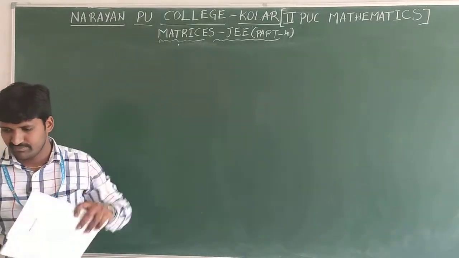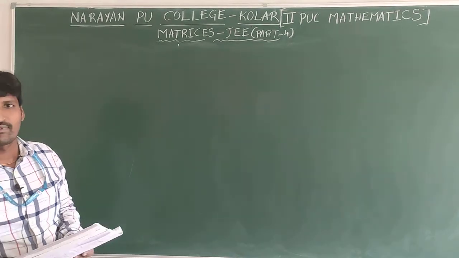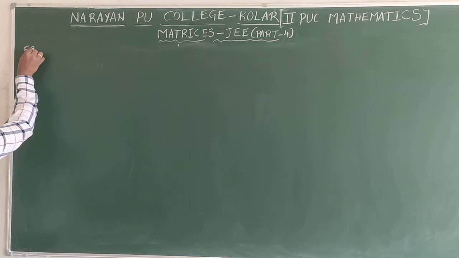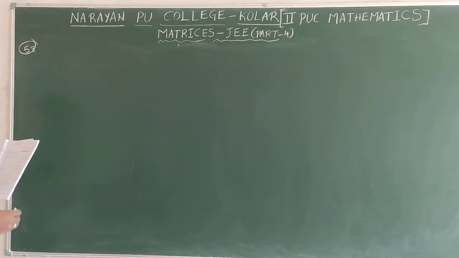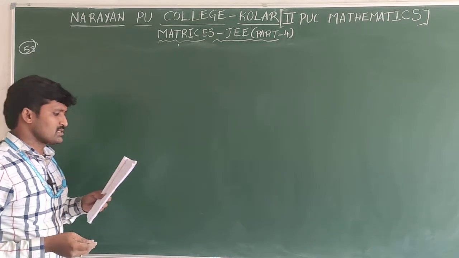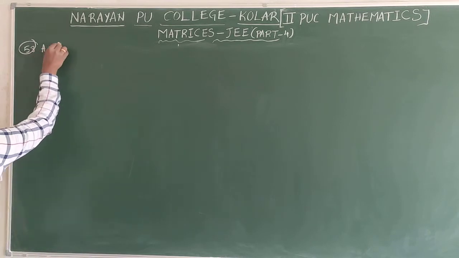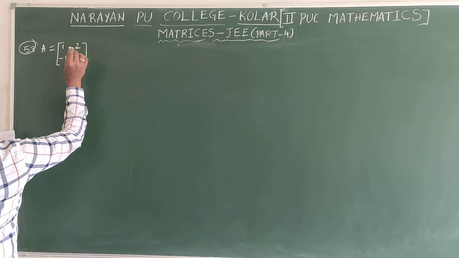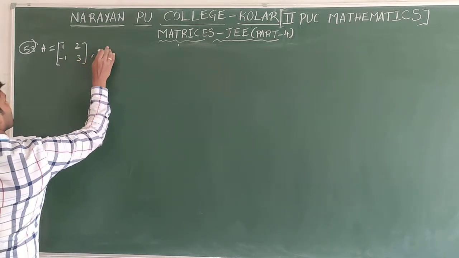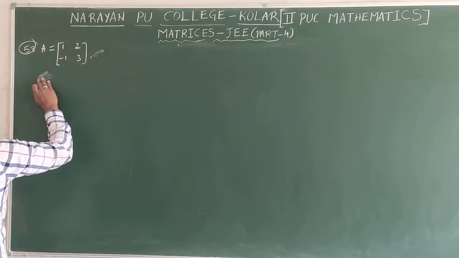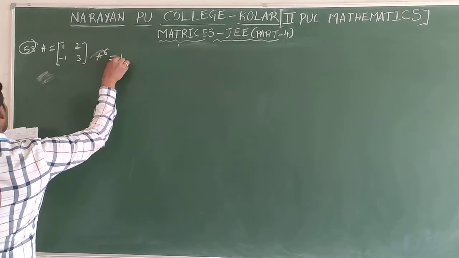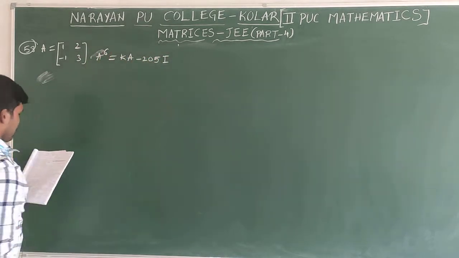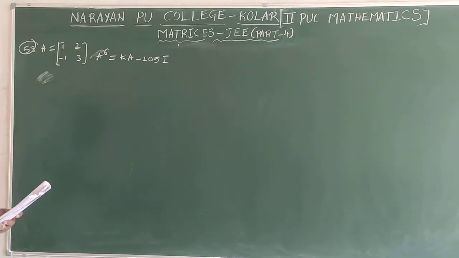So next, question number 58. It's the next model, all are mixed concepts. They have given the matrix A as 1 2 minus 1 3. They have given next A power 6 equal to kA minus 205I. We need to find the k value in this case.